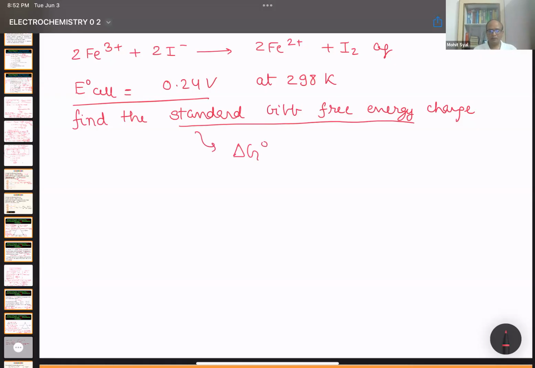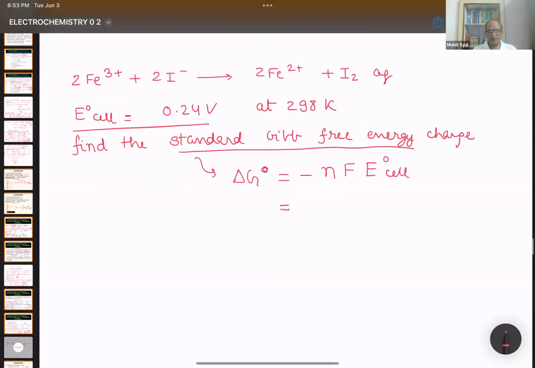Equal to, what is the formula? Negative nFE cell, E naught cell. n you can see is 2, because Fe3+ is gaining an electron and changing to Fe2+, and 2 I minus is losing 2 electrons to become I2. So delta G naught is minus 2 into 96500 into 0.24. This is how you are going to calculate. It is in joule. Is it clear?